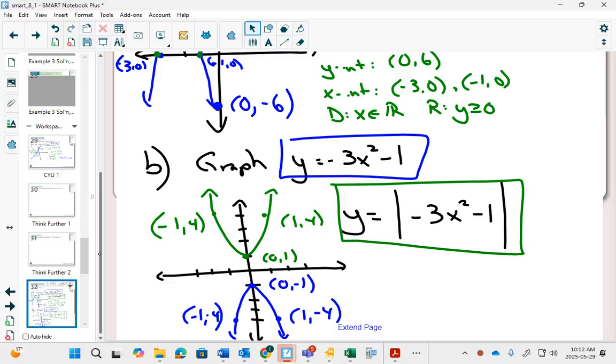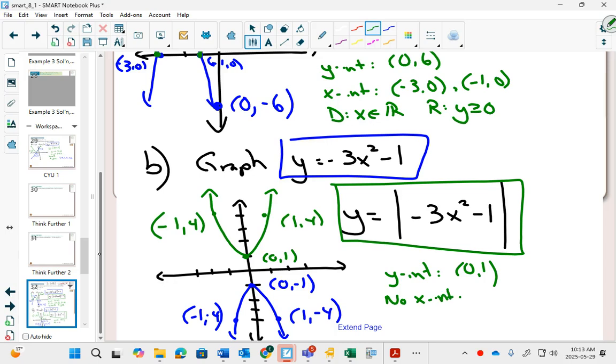So now what is our y-intercept? 0, 1. We have no x-intercepts on this one. Domain is still everything. And our range is bigger than or equal to 1.